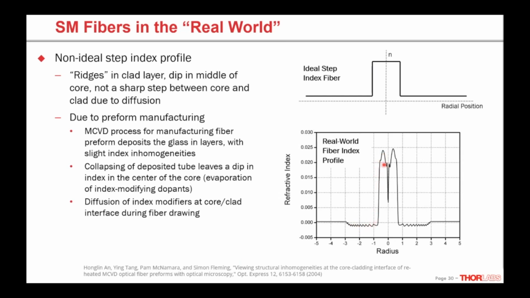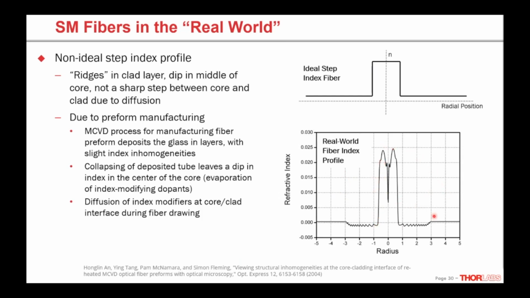Additionally, we usually see this dip in the middle of the core in index, and that's from the index modifying dopants we add to the core to raise the index. We get some evaporation of those in some of the processes we use to make the glass in the center of the core. We also get a little bit of diffusion of those index modifiers between the core and the cladding when we heat this glass and draw it into fiber. So we don't have a perfect step function. It's a little bit of a gradient on the edges of the core.